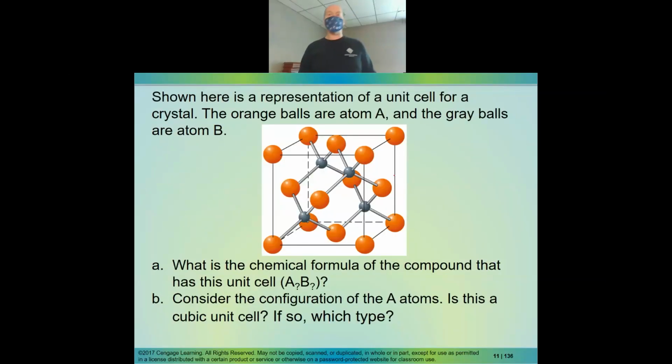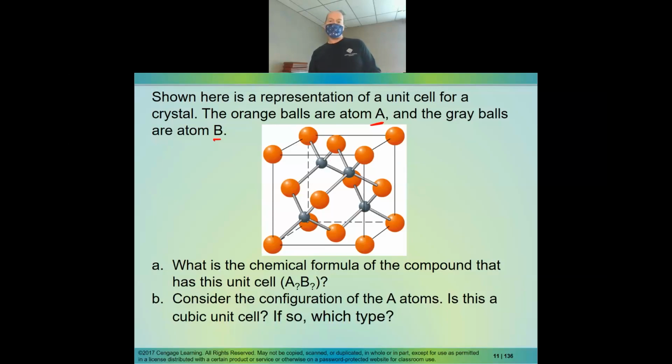All right, so on the test, it's not going to be given to you as a zinc sulfide or a sodium chloride or a cesium chloride or anything that you could predict that it's 1-to-1. You're going to be given a structure like this, where the orange are going to be called atom A and the gray is going to be called atom B. All right, but it's the same exact thing.